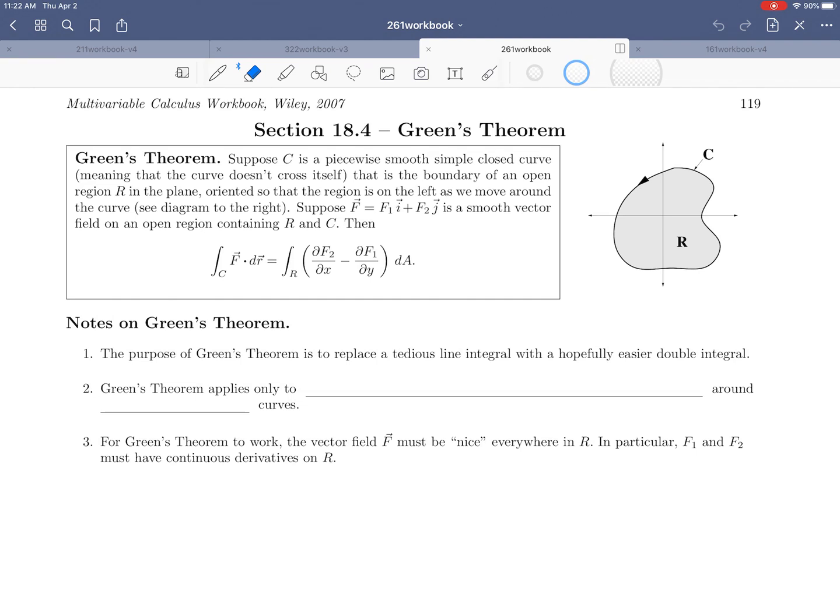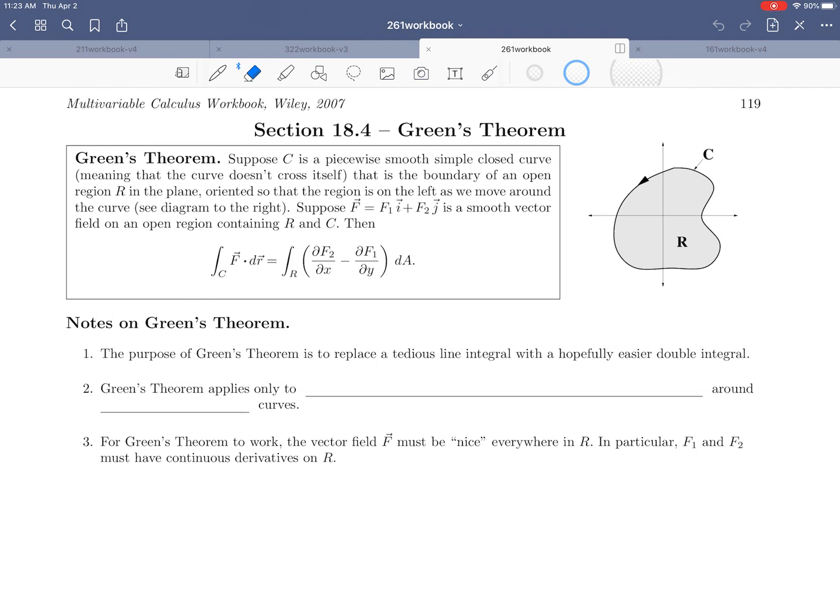And then you learned about conservative vector fields, and you learned about the fundamental theorem of line integrals that applied in certain situations for particular vector fields, and that made your life a lot easier to compute line integrals. Today we are going to look at yet another situation, with certain conditions, where Green's theorem applies, and that allows you to compute line integrals in a much easier way than by parameterizing. So let's look at Green's theorem. Let's read it together and see if we can figure out what this says.